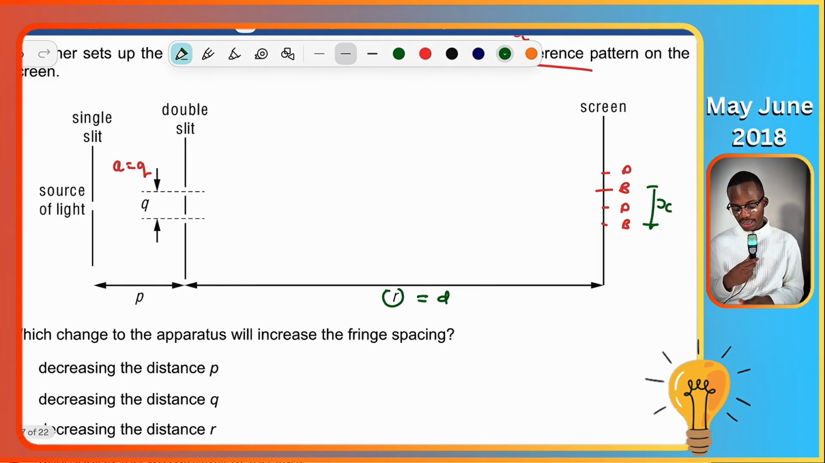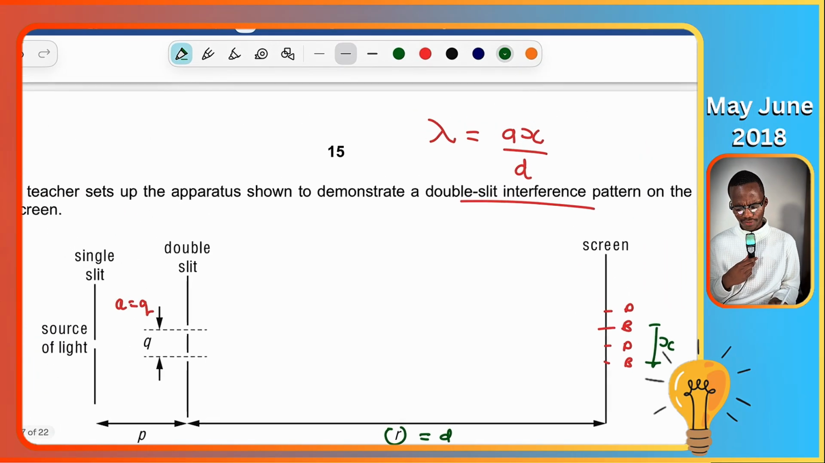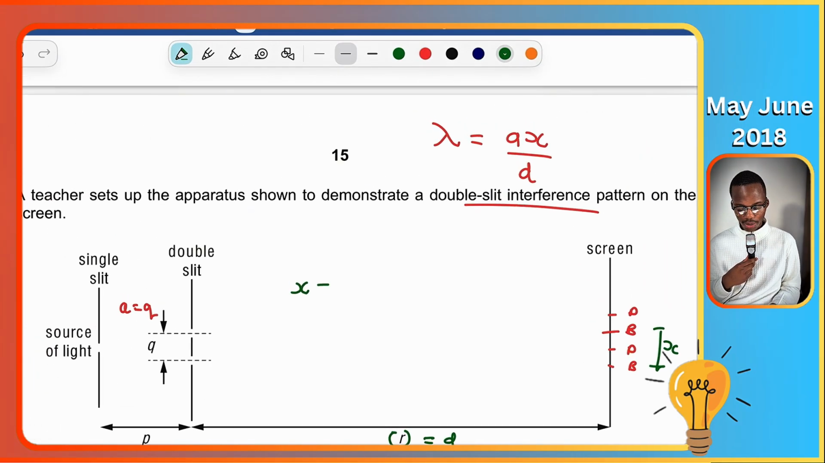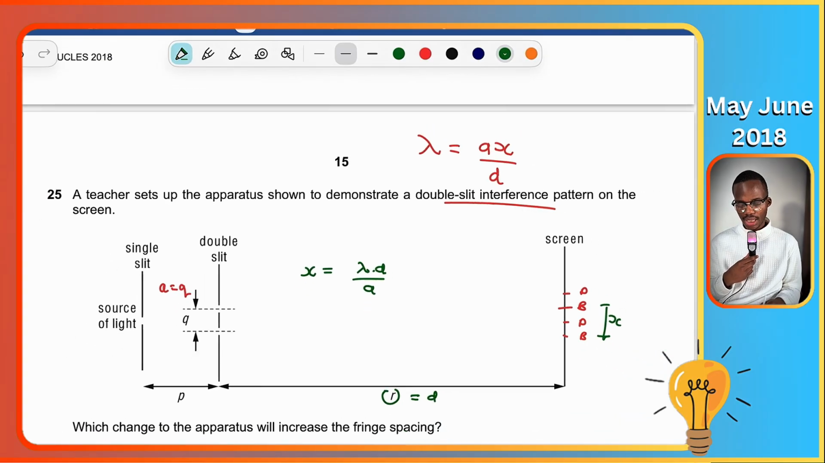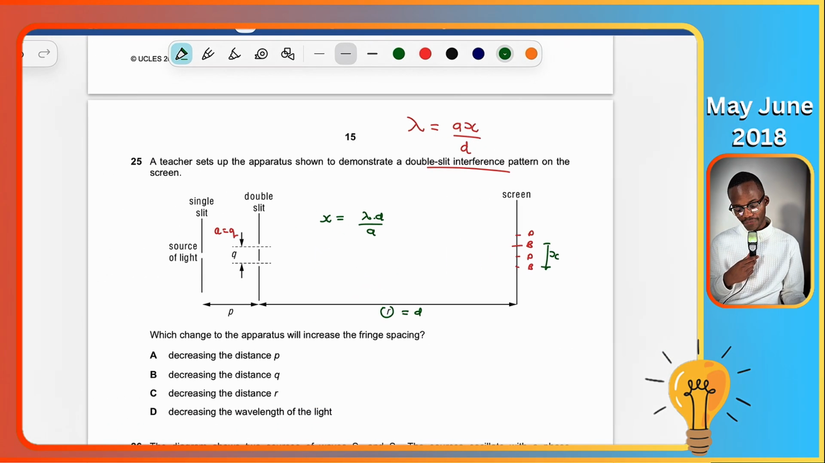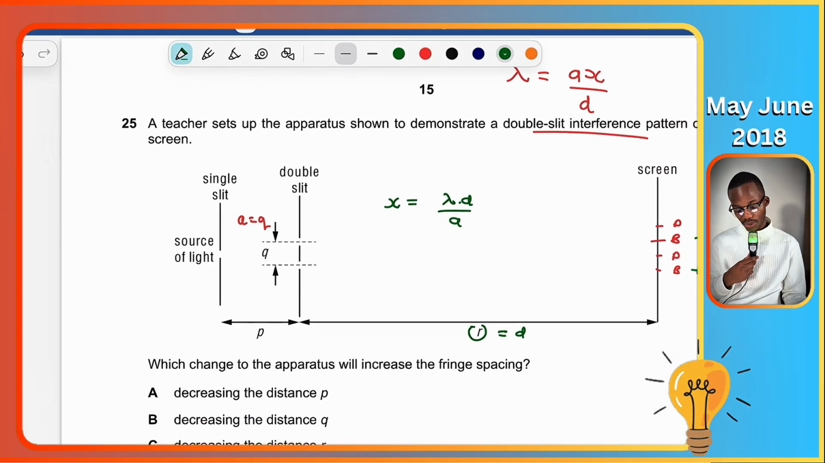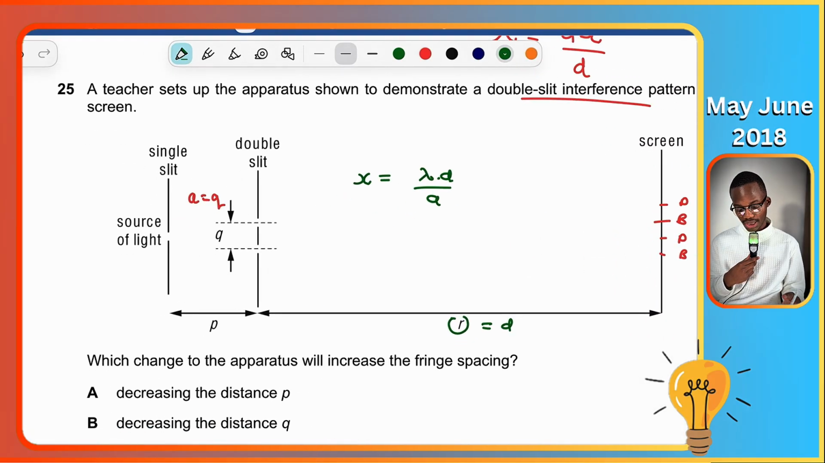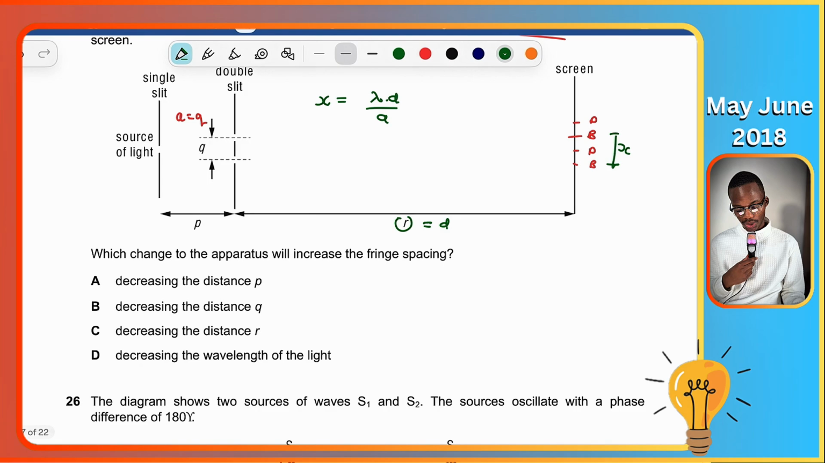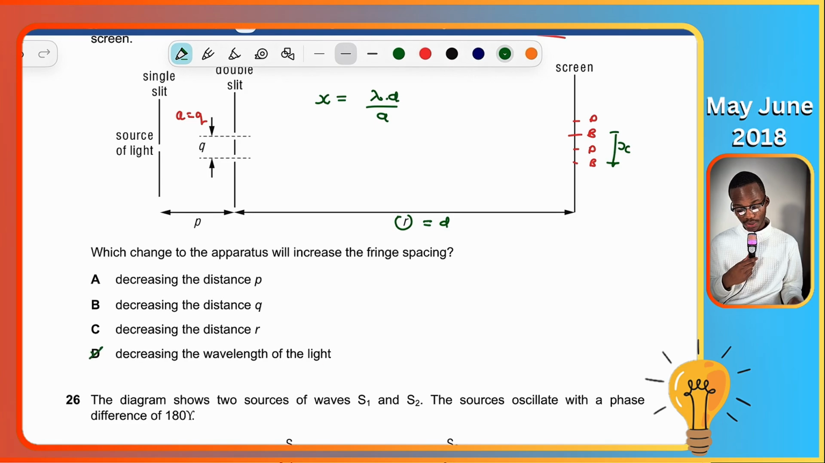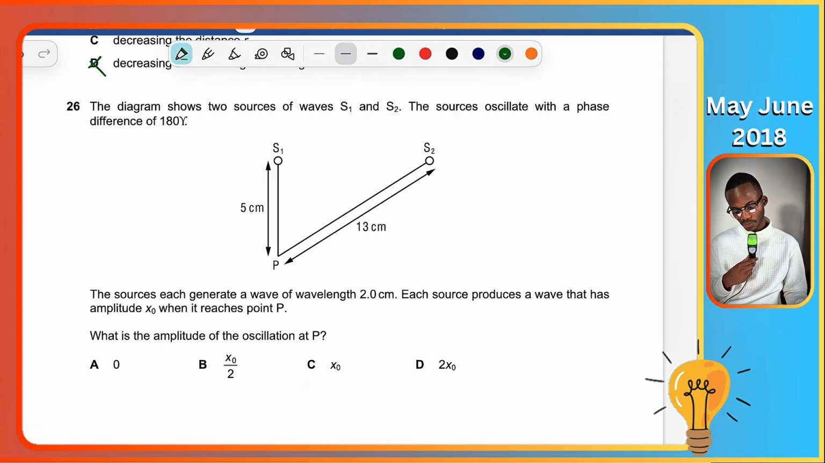Which change will increase this X value? Let's make X the subject of the formula. So X will be equal to lambda times D divided by A. And you can see from this illustration, in order to increase X, you can decrease Q, you can increase lambda, you can increase D. So decreasing the wavelength will not increase X, but decreasing Q will definitely increase X. So the correct answer is B.